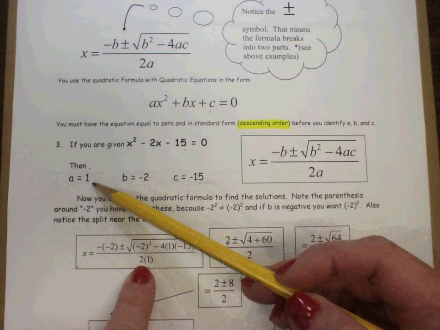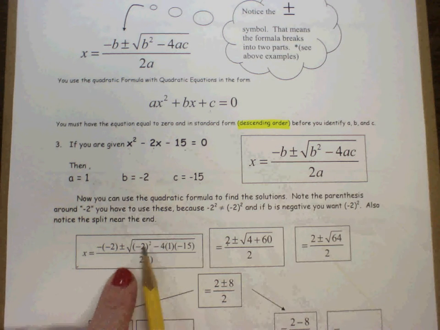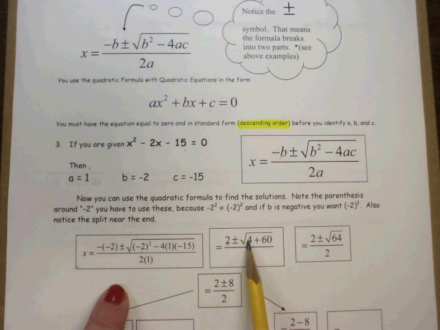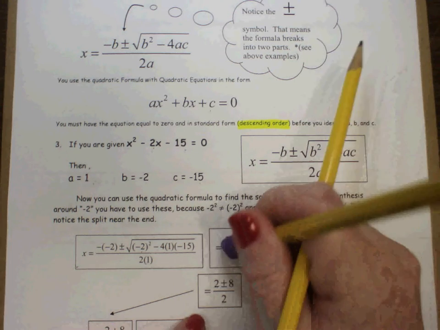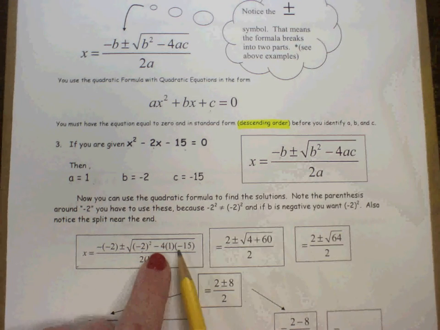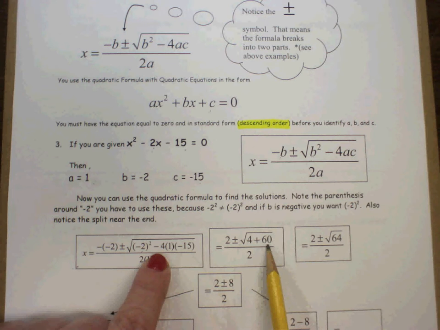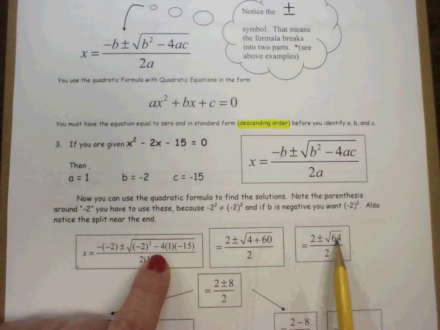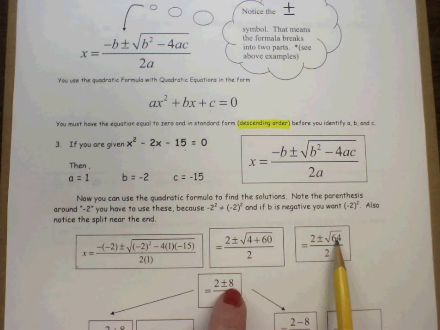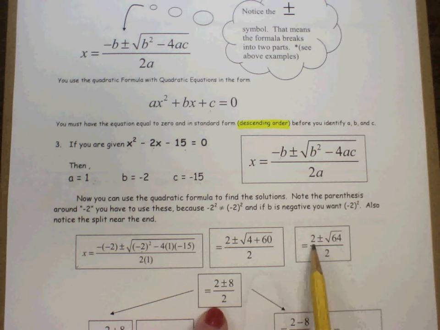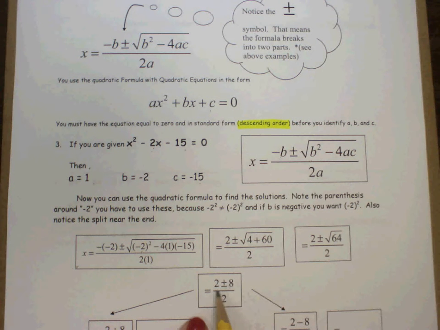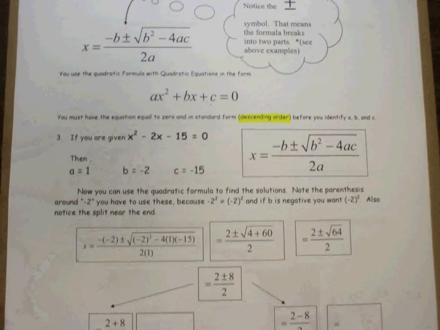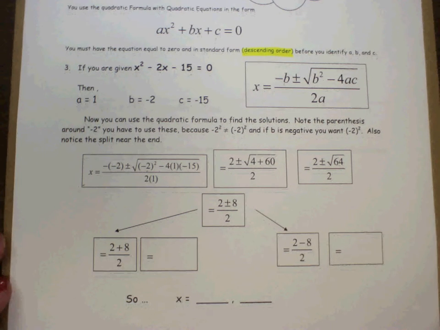All right, so negative 2 squared would be positive 4. Negative 4 times 1 times negative 15 would be plus 60. And then that's divided by 2. When you add that up, you get 64. And everybody in here knows, or should know, that the square root of 64 is 8. So now you have 2 plus or minus 8 divided by 2. And this is where you divide the problem into two, the plus and the minus.